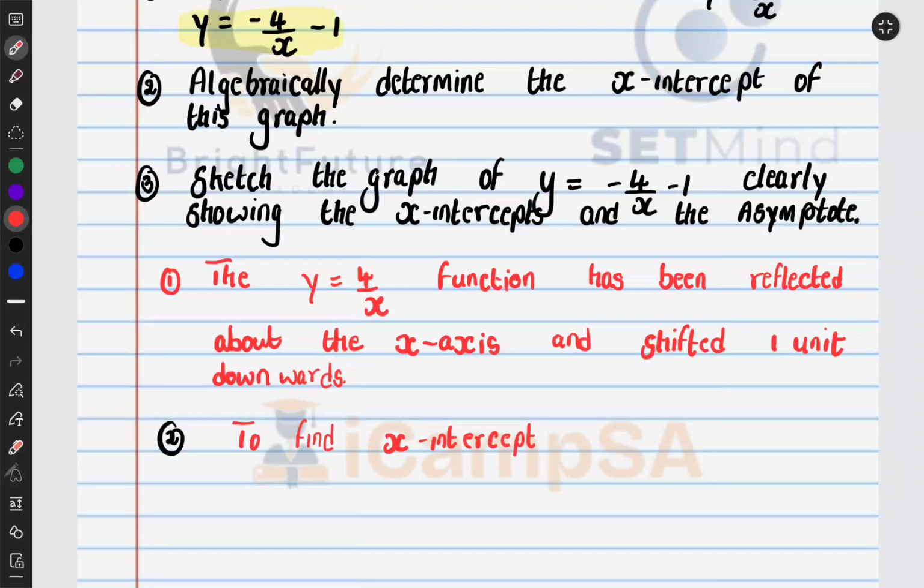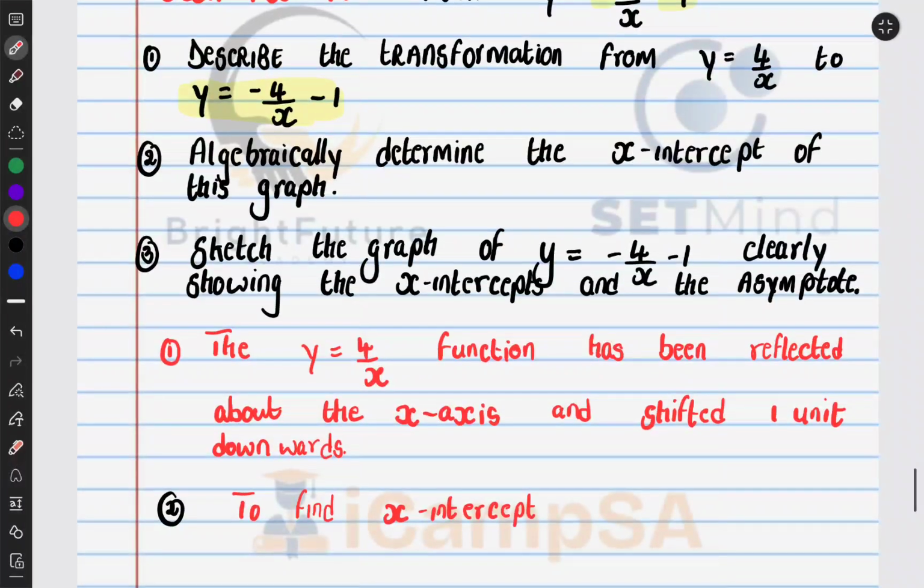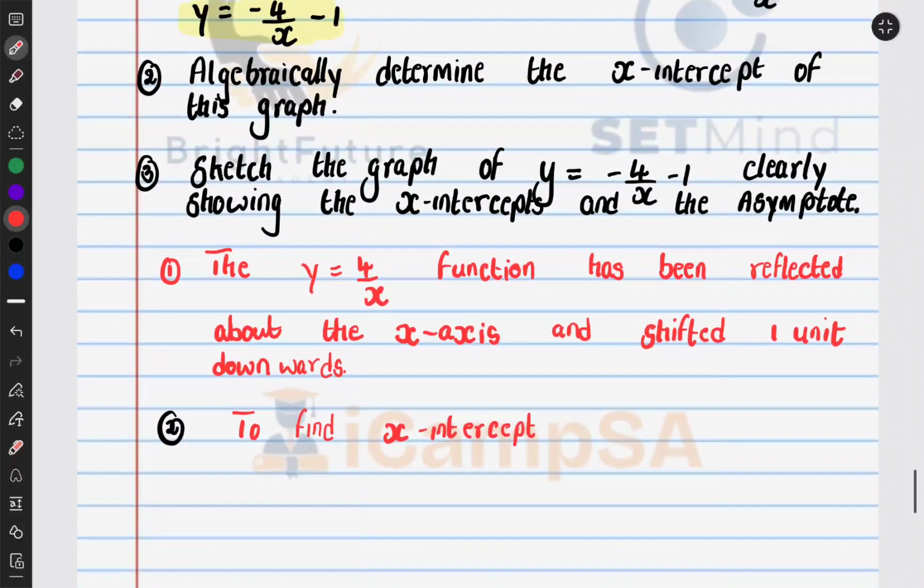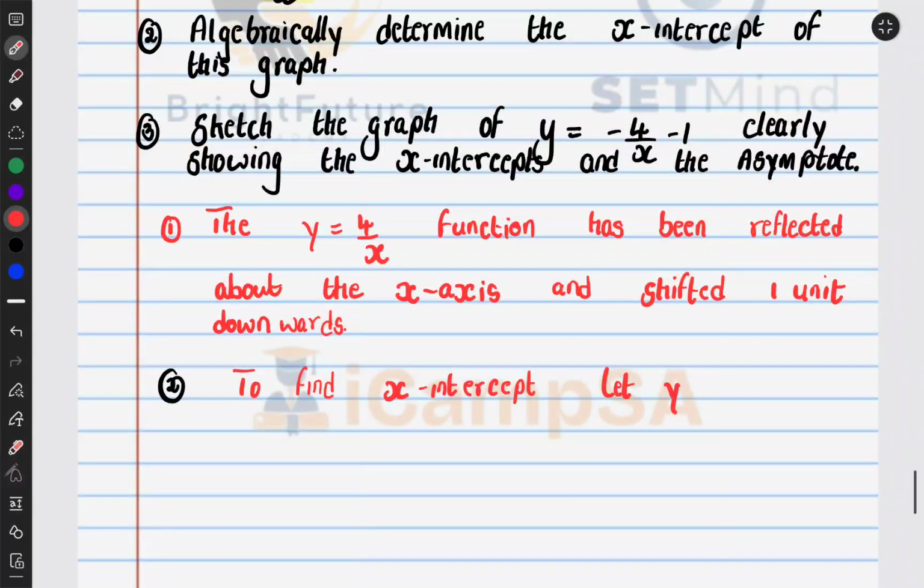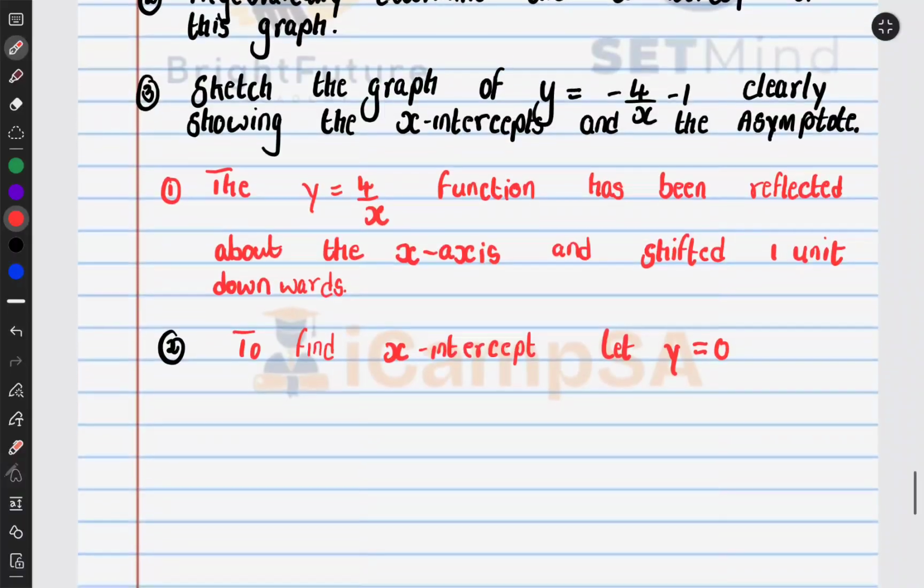And remember that a function that has a q, whether it's subtraction or addition, does cut the x-axis. Hence why we have the x-intercept. So to find the x-intercept, we let y equal 0, and then we just solve for x from there. Y is equal to 0.